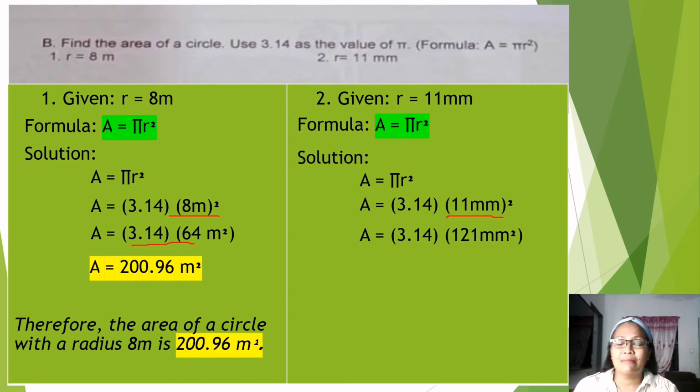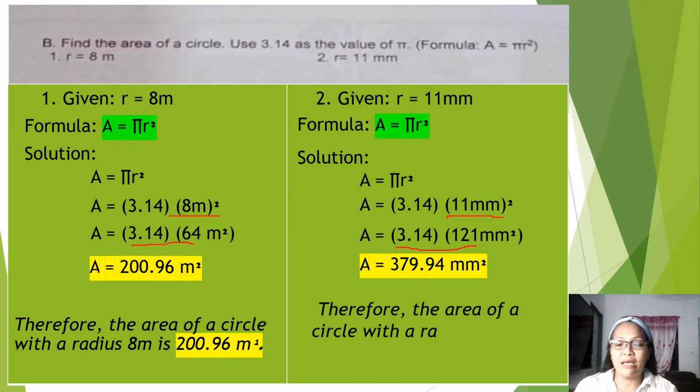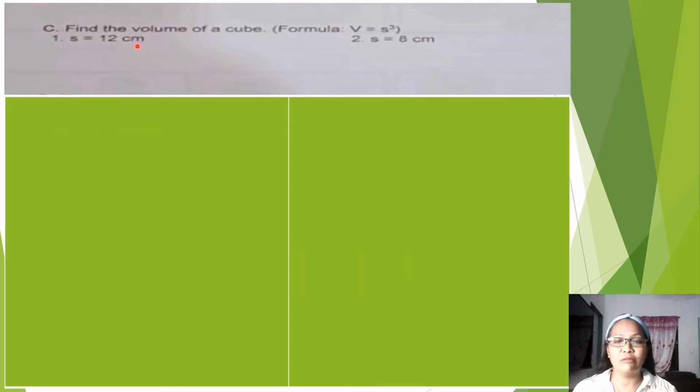And millimeter times millimeter, we have millimeter squared or millimeter raised to the second power. Then after that, multiply 3.14 times 121, we have A is equal to 379.94. Then copy the units millimeter squared. Therefore, the area of a circle with a radius 11 millimeter is 379.94 millimeter squared.